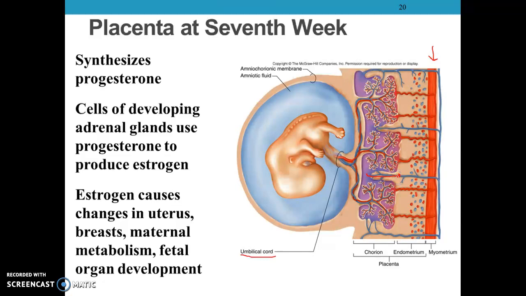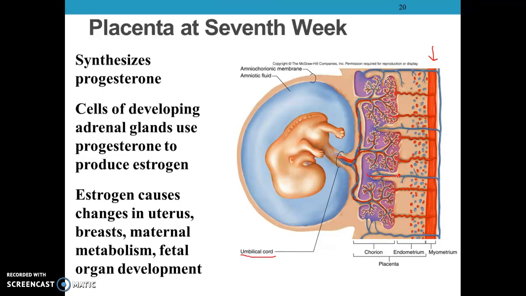All right, so hormonal things that the placenta is doing. It starts to synthesize progesterone. If you'll remember, the outside layer, the trophoblast, was secreting HCG, human chorionic gonadotropin, earlier, and that was making the corpus luteum, the outside layer of the follicle after ovulation, release estrogen and progesterone.